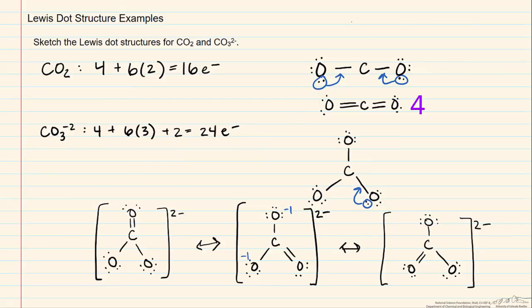And once that octet is completed, then we can go through and count, as a final check, and make sure all the electrons are accounted for. And we have our overall structure that shows the distribution of electrons in the system in terms of the bonding electrons versus the lone pair electrons.